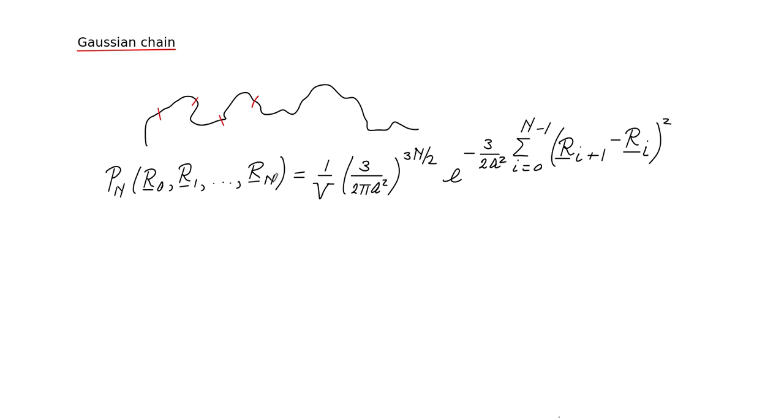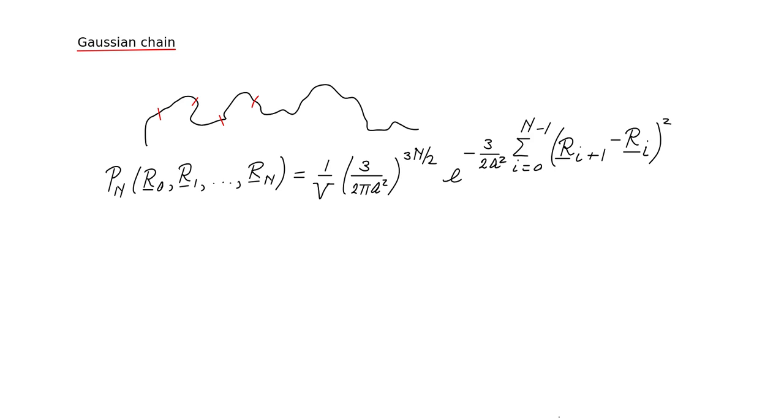If we normalize it, we integrate over all the R's, including the R0, which means that if we put the polymer in a large volume, the R0 can be anywhere in that volume. And in order to normalize the distribution for this translation invariance, that we can put the R0 everywhere in the volume, we have included here an extra factor of 1 over V.